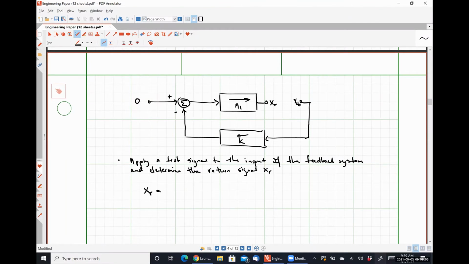X sub R, we can see here that X sub F is just going to be K times X sub T. X sub I is then going to be negative K X sub T. And from that, X sub R is going to be negative K A1 X sub T. And so our loop gain K A1 is simply negative X sub R over X sub T.